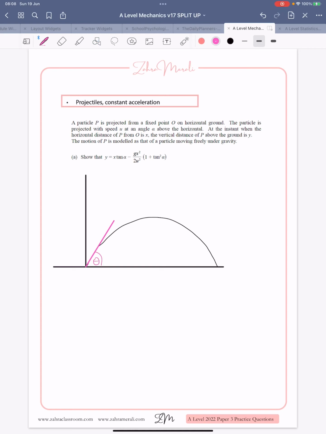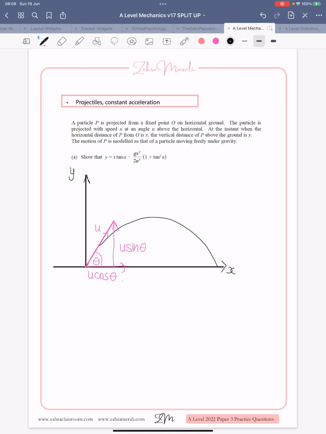This is going to be theta. This is going to be u. And we're going to split that up. So we're going to think about it horizontally and vertically. So if you remember all that stuff that you've done, where you've got to have a look at opposite is sine, adjacent is cos. So we've got u sine theta, u cos theta. Okay, so that's all the information we're given. And we're going to think about this in terms of x and y.